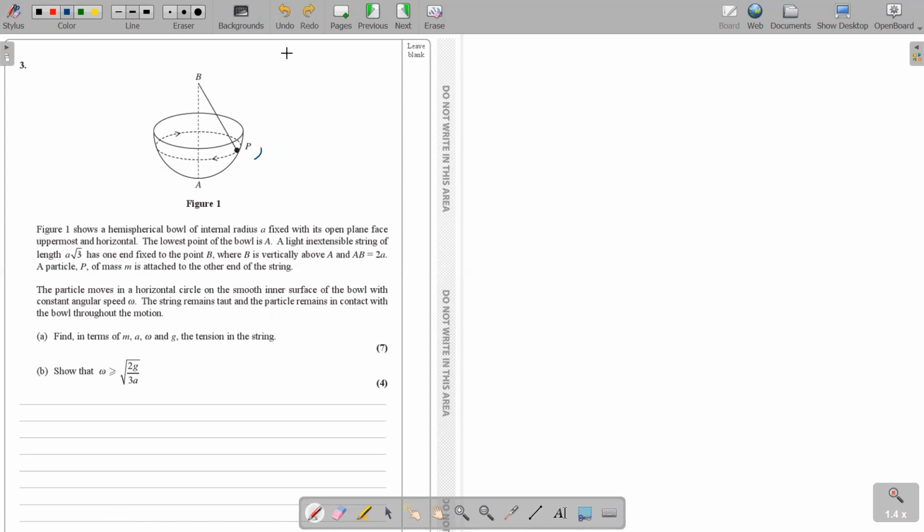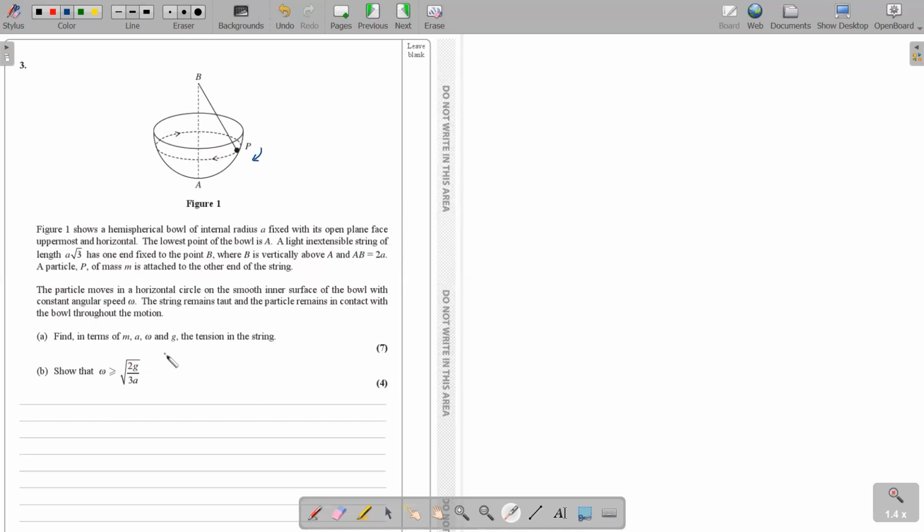They have marked the path of the particle. Can you see it in dotted lines? They show you how the particle is moving around the ball. It moves in a horizontal circle on the surface of the ball, marked here with the two arrows. They're asking you to find, in terms of m, a, omega and g, the tension in the string.